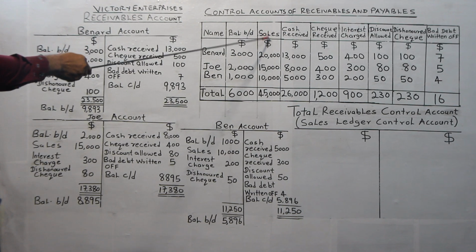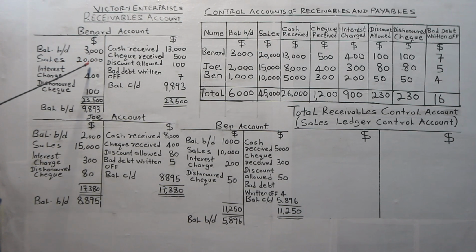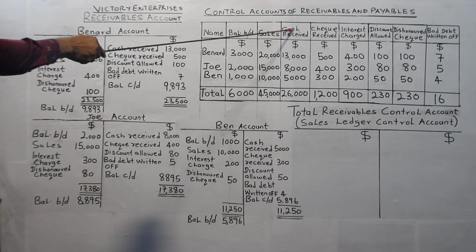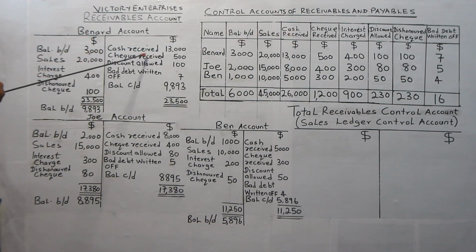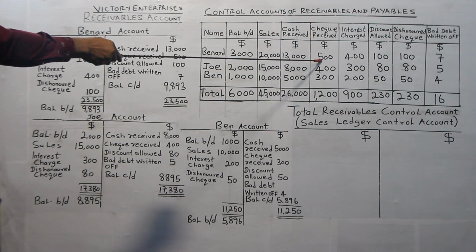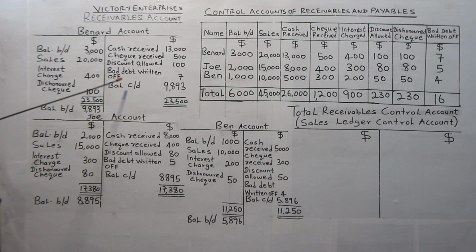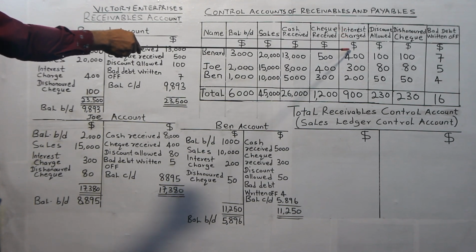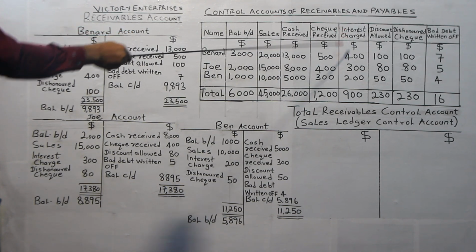Then we have the sales 20,000. That is the 20,000 sales here, transferred to the table. Then we have cash received from Bennett, which is 13,000. You can see it here, cash received 13,000. Then we have check received 500. You can see check received 500. We have interest charge 400, and it's transferred under interest charge line 400 for Bennett.